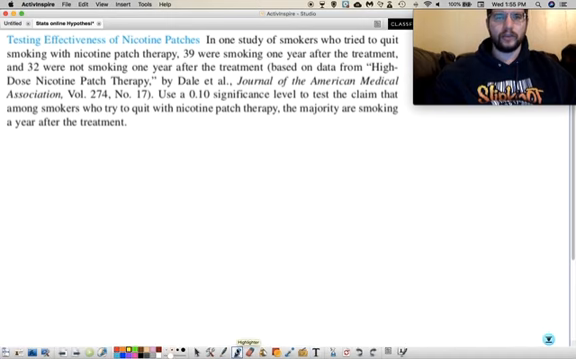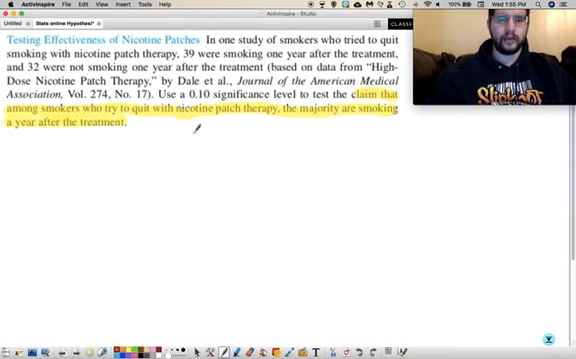In one study of smokers who tried to quit smoking with nicotine therapy, 39 were smoking after 1 year of treatment, 32 were not smoking after 1 year of treatment. Use a 10% significance level test to claim that among smokers who try to quit with this therapy, the majority of smokers are smoking after a year of treatment.